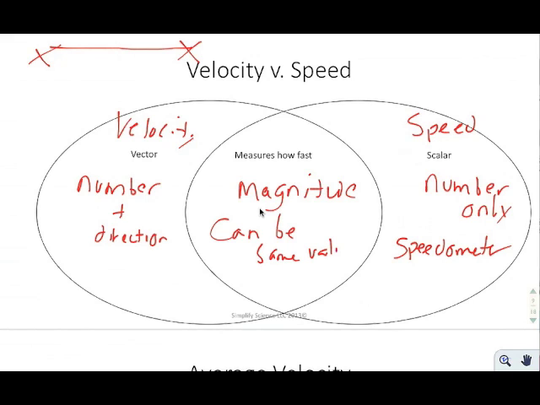But the biggest difference is the fact that velocity is displacement over time, and speed is distance over time. So most of the time, whenever there's a change in direction, they end up being different numbers. If speed and velocity are different, velocity will always be a lower value.